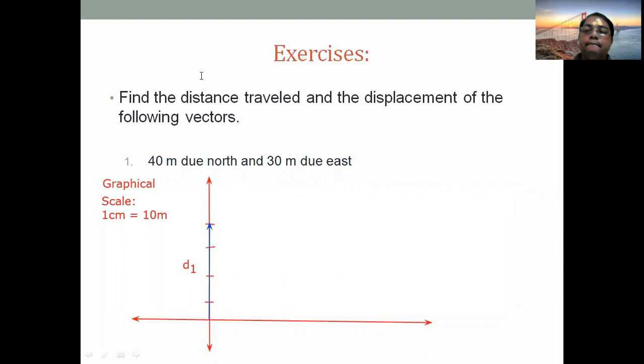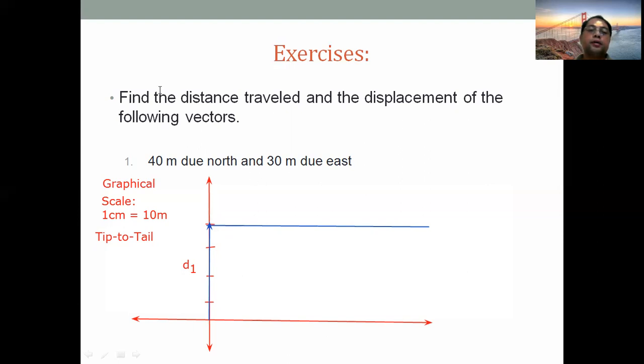Now next is 30 meters east. So not from the tail of D1, but from the tip of D1. The process that I'm employing is what they also call tip to tail. Can you hear me clearly? Class, can you hear me? Yes, sir.